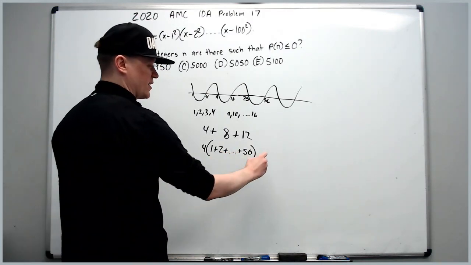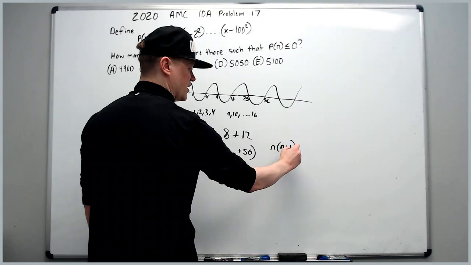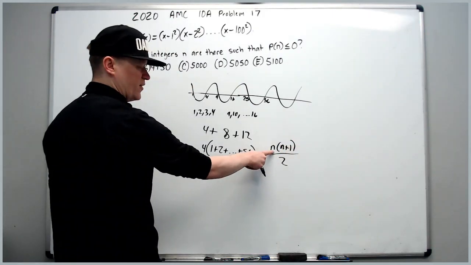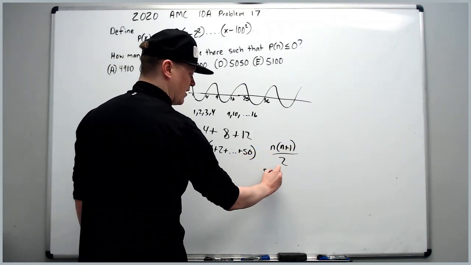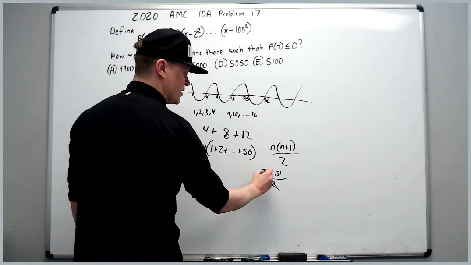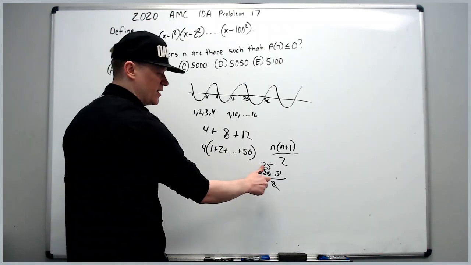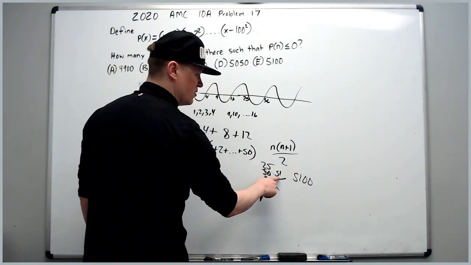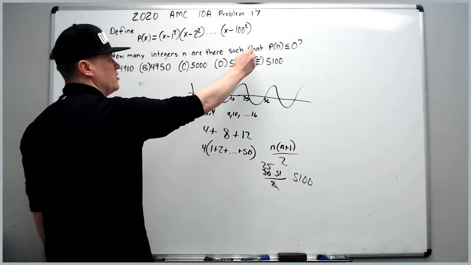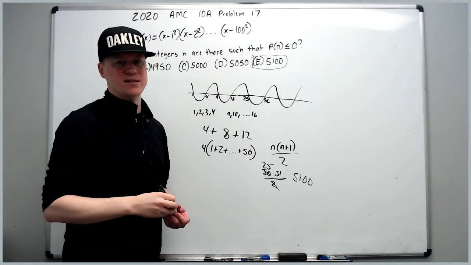Now this has a shortcut. Again, it's n times n plus 1 over 2. Plug 50 in. You get 50 times 51 over 2. This goes in 25 times, but 4 times 25 is 100. Tack on 2 zeros to the 51, and you will find yourself at answer choice E.